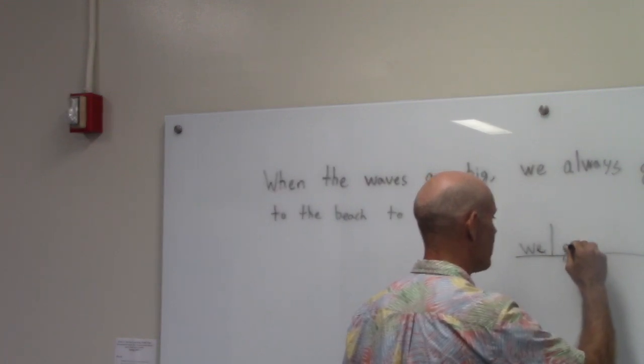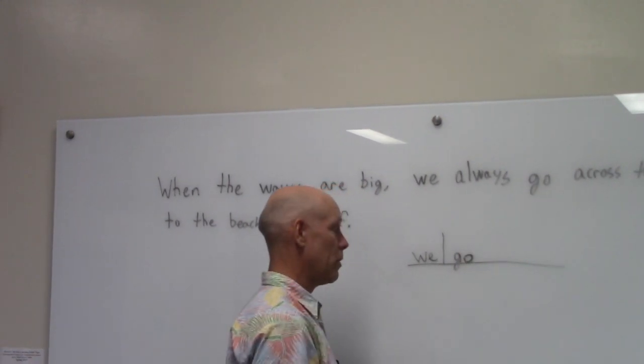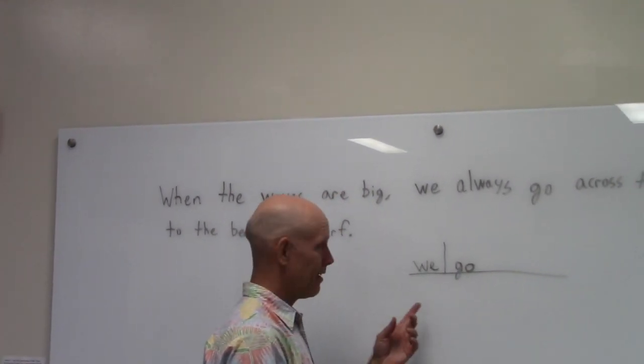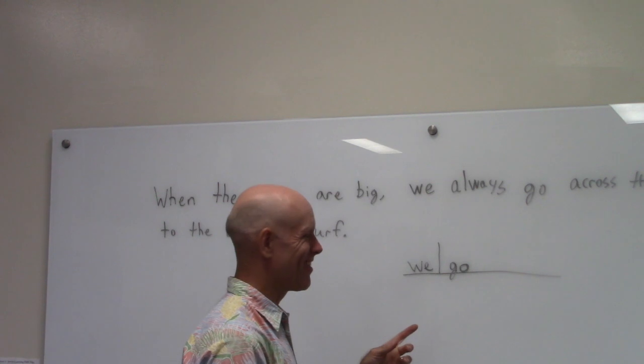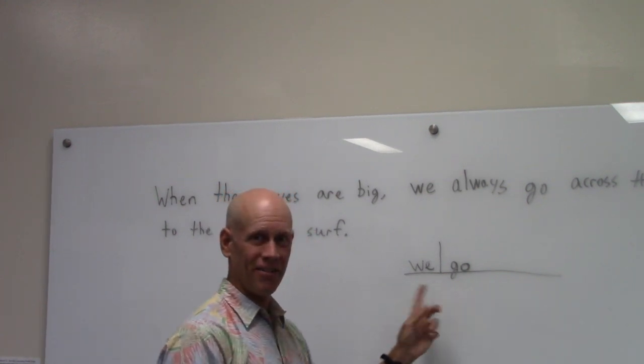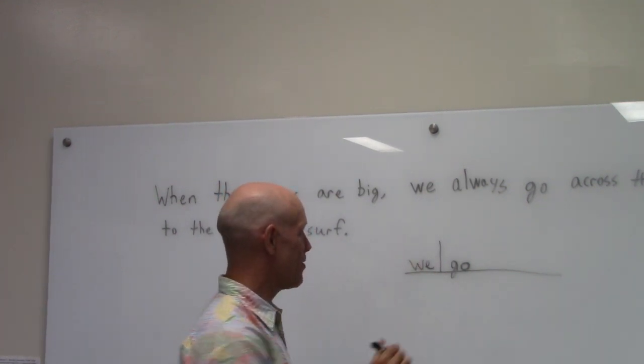Simpler than that? We go to the beach. Even simpler? We go beach. That's the pidgin version, right? What is it? We go. That's it, okay? That's your pattern 6.